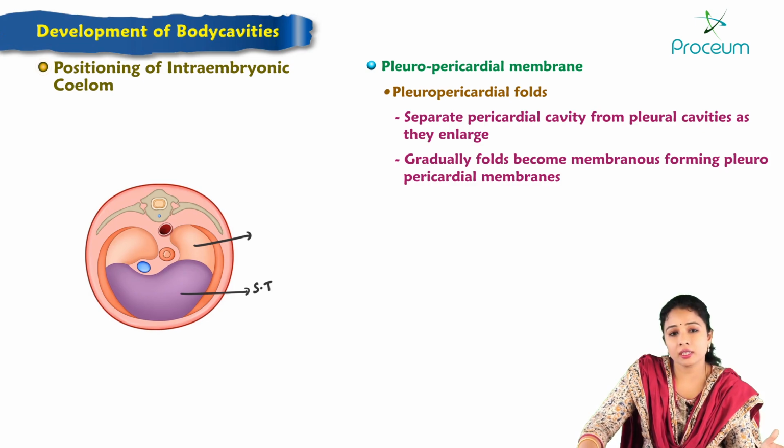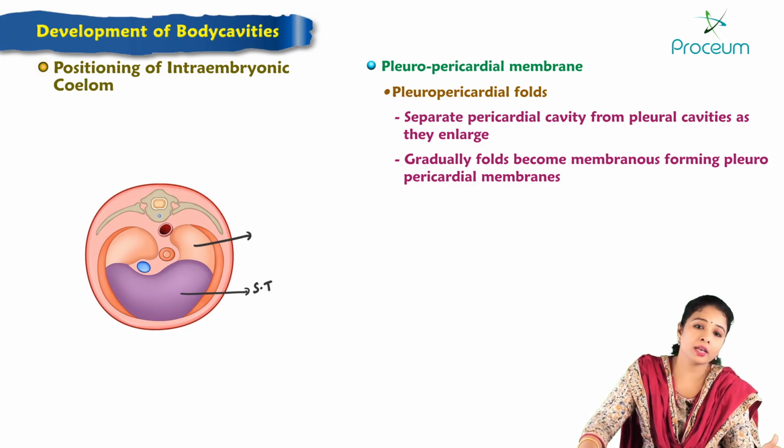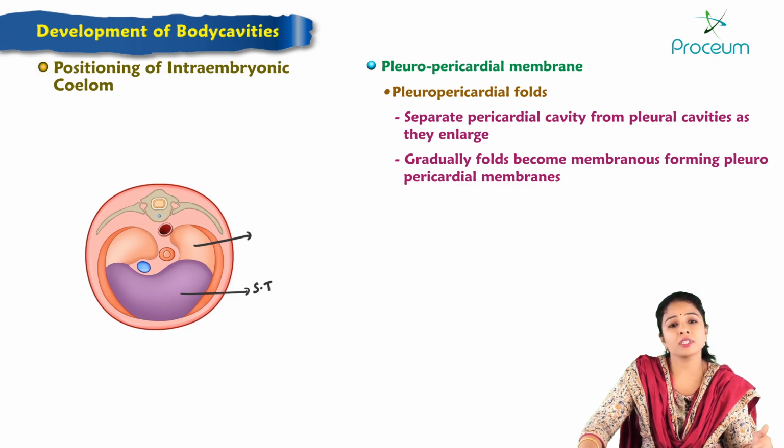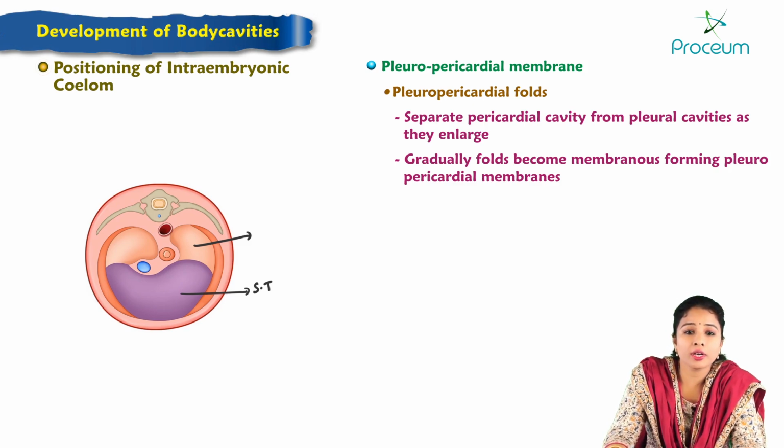The pleuropericardial membrane forms a partition between the pleural cavity and pericardial cavity, which forms the fibrous pericardium, whereas the pleuroperitoneal membrane forms a part of the diaphragm. So this completes the formation of body cavities.